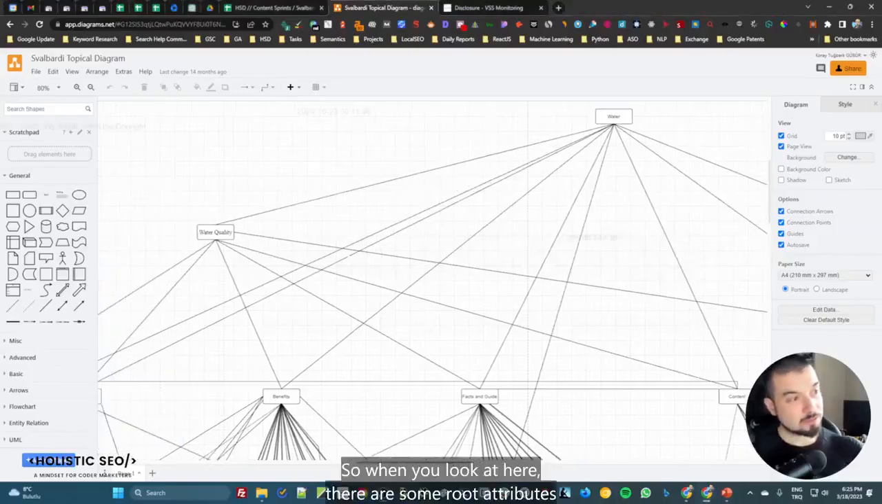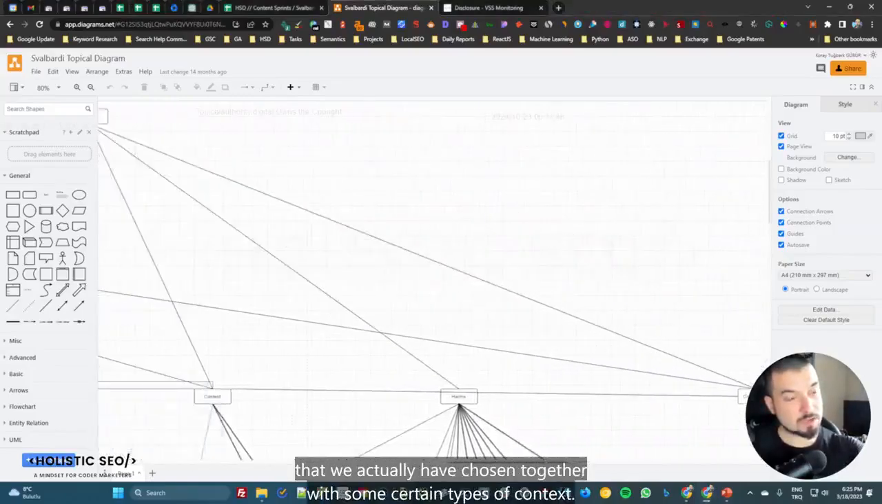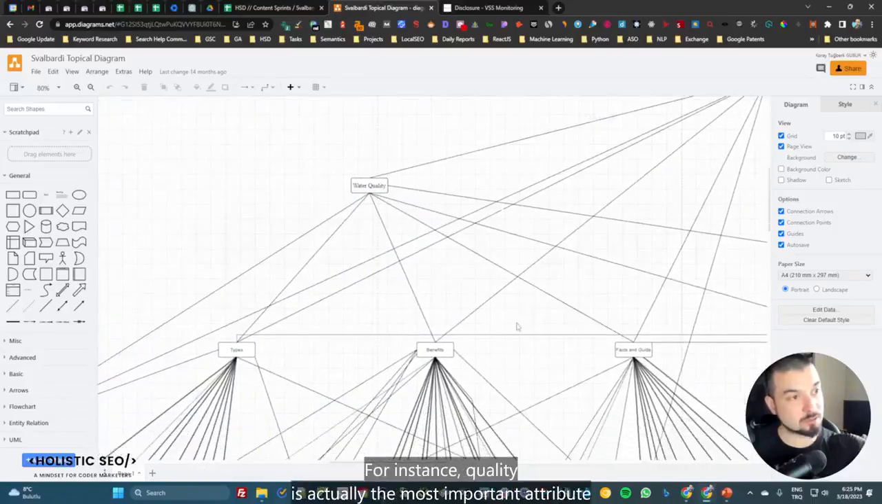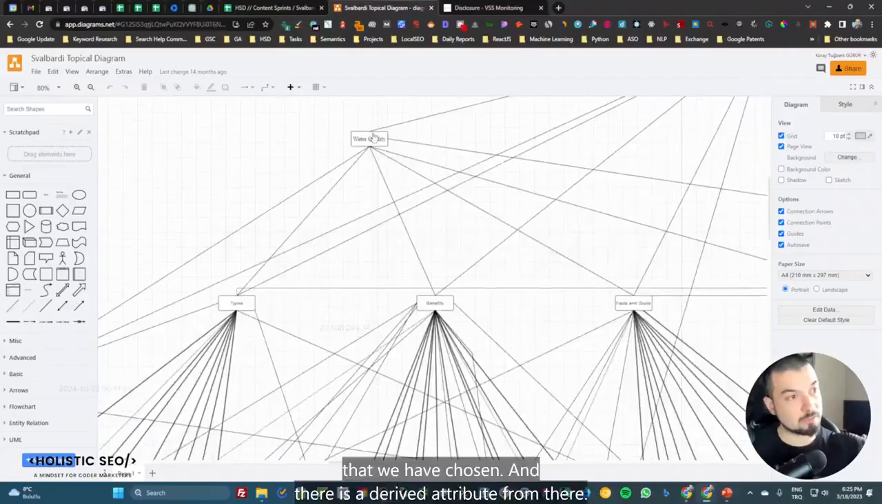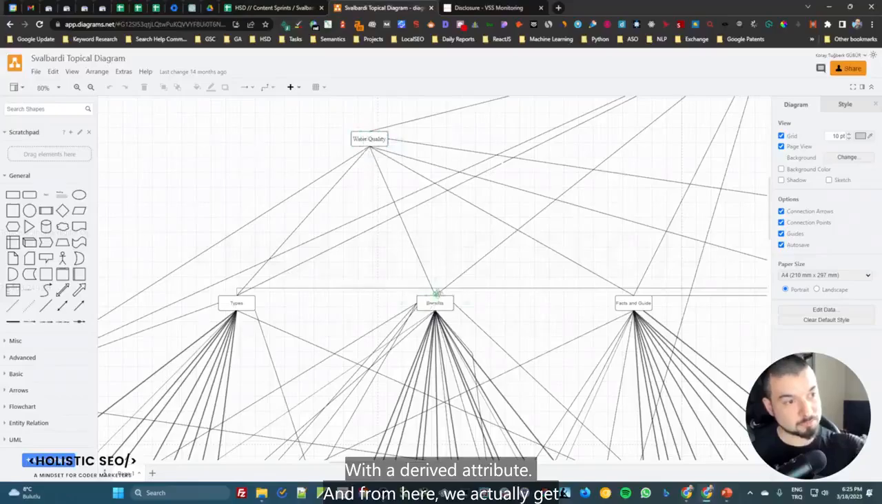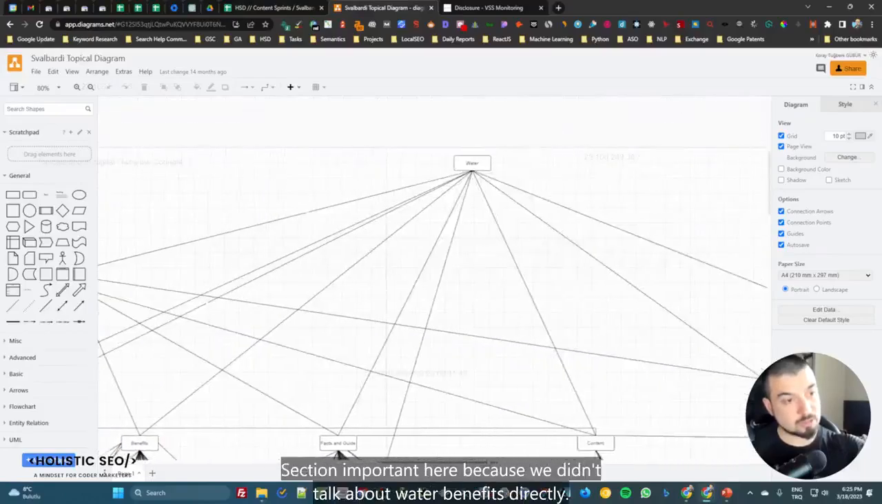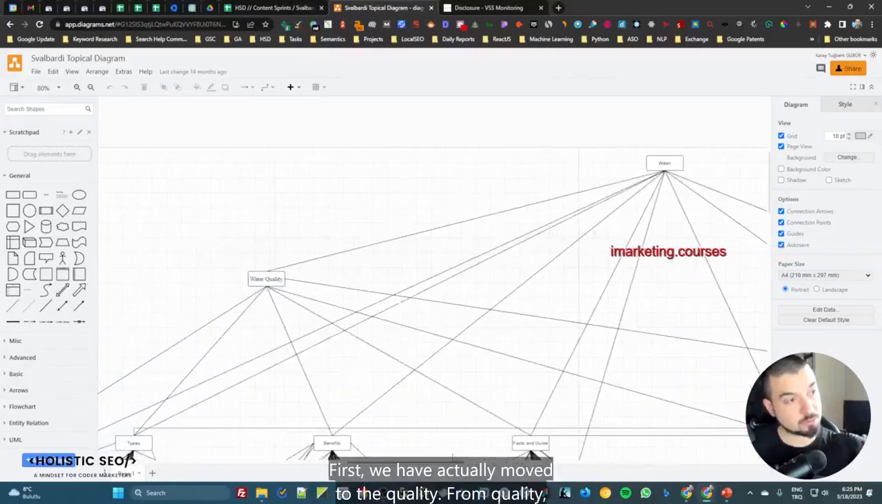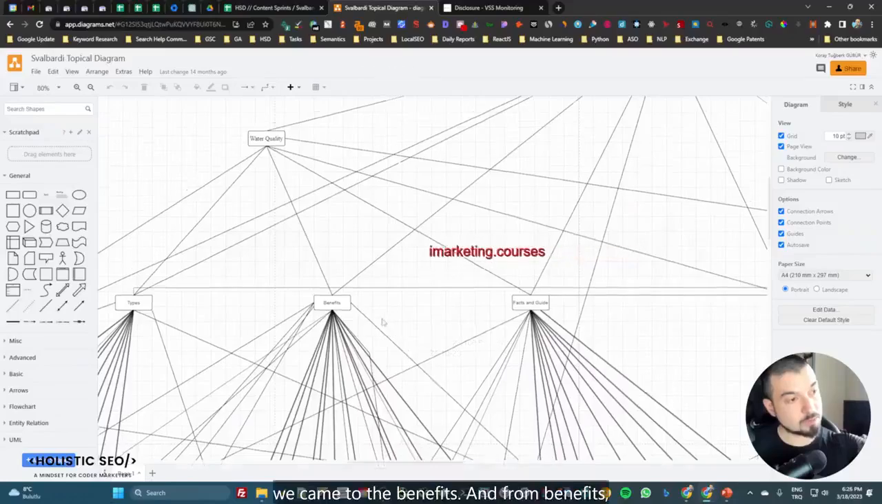So when you look at here, there are some root attributes that we actually have chosen together with some certain types of context. For instance, quality is actually the most important attribute that we have chosen, and there is a derived attribute from there. If you check the entity attribute value case study, you will get what I mean with a derived attribute. And from here, we actually get the most important derived attribute, which is the benefits. It's actually important here because we didn't talk about water benefits directly. First, we have actually moved to the quality. From quality, we came to the benefits.